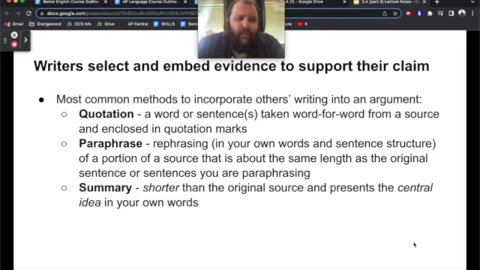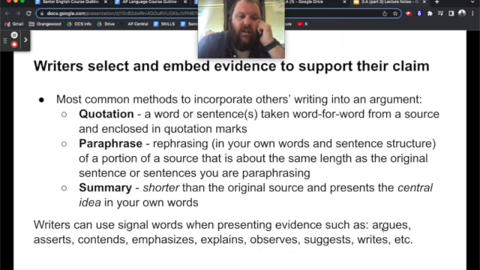So instead of paraphrasing, where you turn a phrase to a phrase, or a sentence to a sentence, or a paragraph to a paragraph, a summary is taking a whole paragraph and summing it up in a sentence, or a whole journal article and summing it up in a sentence, maybe a couple of sentences, getting to the heart of it, the main central idea, right? Those are the three ways that writers take and embed evidence to support their arguments. And we're going to look at how to do those.